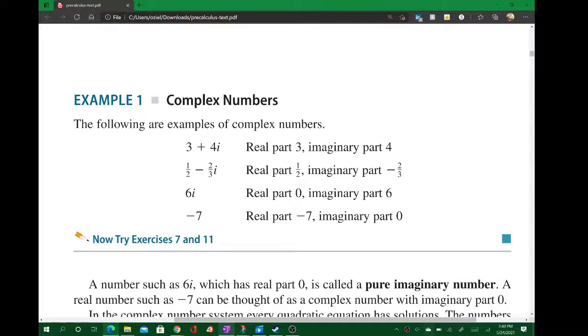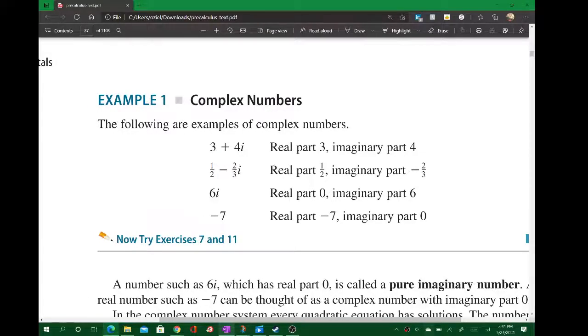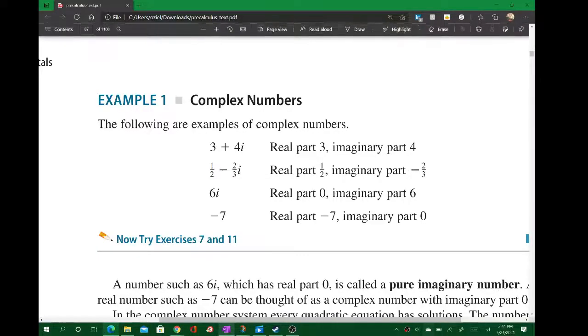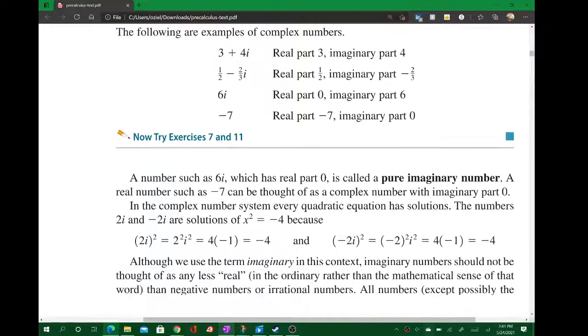So here are examples. 3 plus 4i, the real part is 3 and the imaginary part is 4. 1/2 minus 2/3 i, the real part is 1/2, the imaginary part is negative 2/3. And here we have 6i, but this is also a complex number, because a complex number doesn't have to be a number that has i necessarily. The real part is 0 because we have 0 plus 6i, and the imaginary part is 6. And here, the real part is negative 7, and the imaginary part is 0, because it is negative 7 plus 0i. That means that the imaginary part is 0.